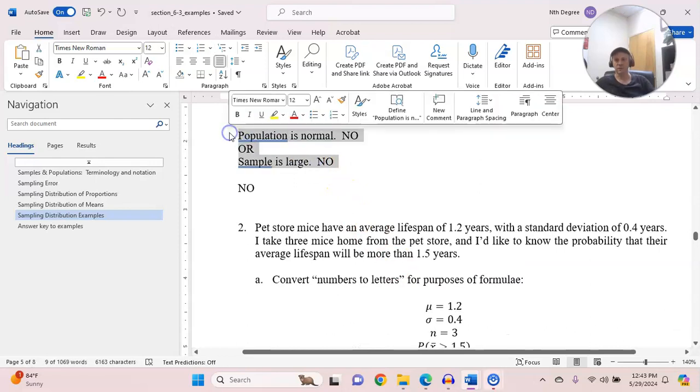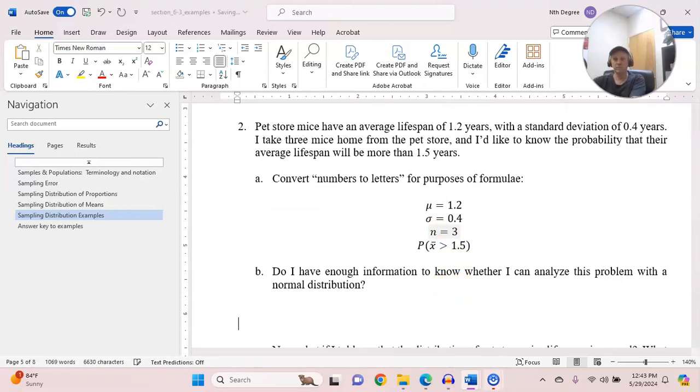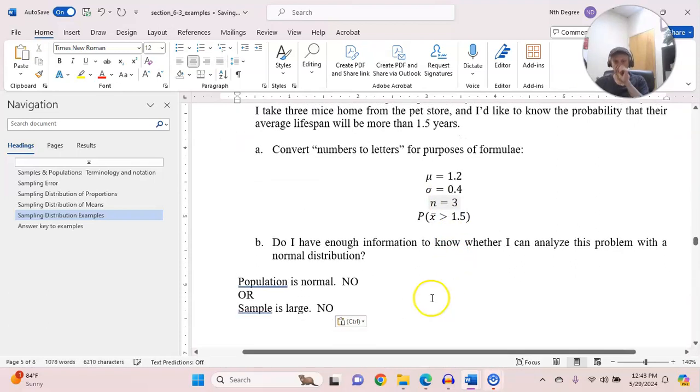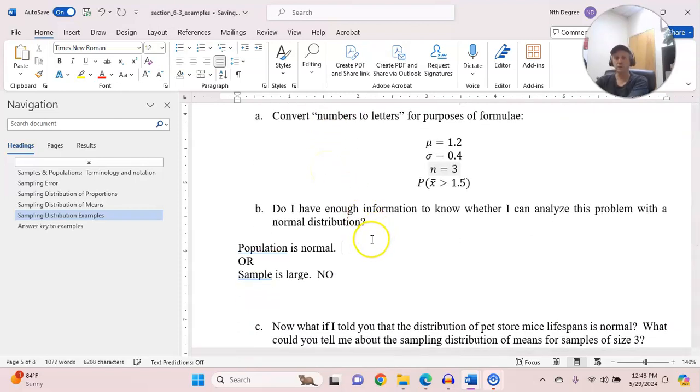Okay, so let's see. Let me copy and paste that part down here. Okay, so is this population normally distributed? What did this paragraph say about that, if anything? Pet store mice have an average lifespan of 1.2 years. That's the mean, with a standard deviation of 0.4 years. That's the spread. But we always need to know 3 things about a distribution: mean, center, spread, and shape. I don't see anything about the shape yet. Nope, not there. I don't know. Is the population normal? Unknown.